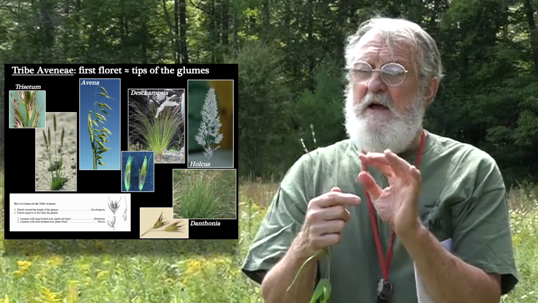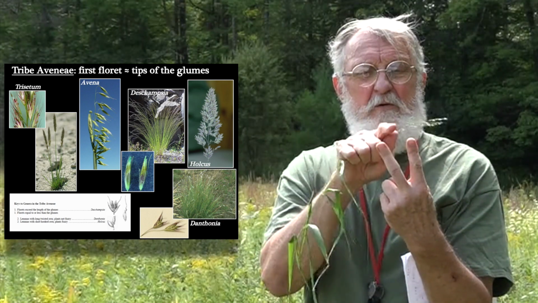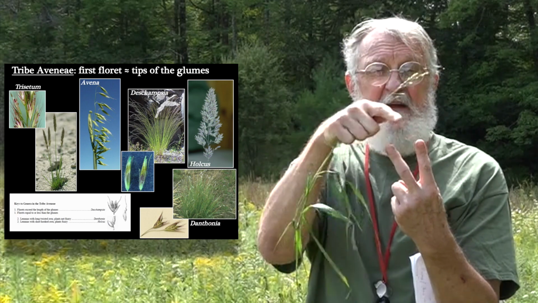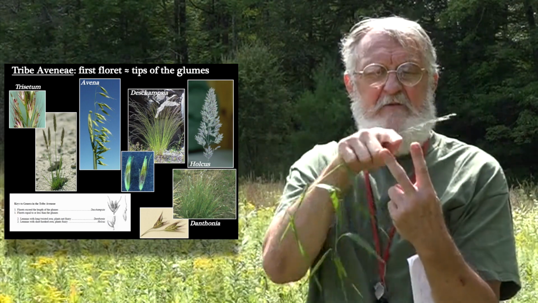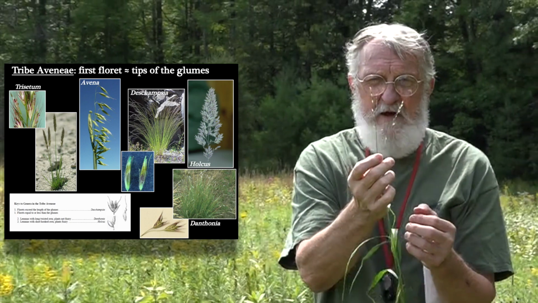Just strictly, can I count the number of florets, and are they equal to the glumes, or do they exceed? Because if they exceed, I got a Festuceae. If they're equal, I have the Aveneae, and that's the tribe Aveneae.